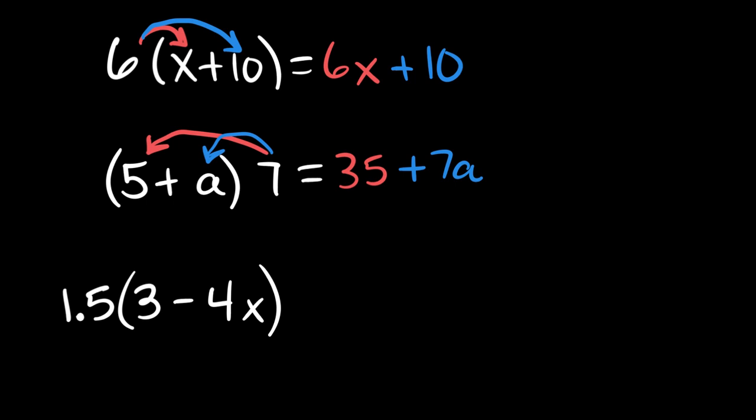Now, it might get dressed up a little bit more, such as the third one here, 1.5 times 3 minus 4x. But we would still work with it the same way. It would be 1.5 times 3, and 1.5 times 3 is 4.5. So that's 4.5. And then we would multiply 1.5 times 4. 1.5 times 4, and that is 6.